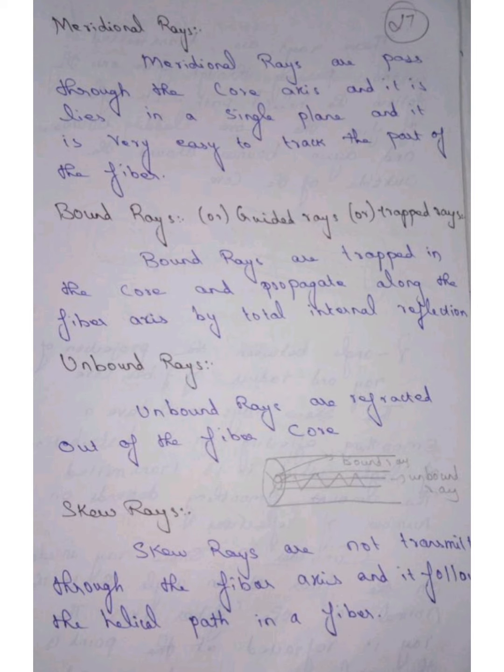So the meridional ray is divided into two types: bounded rays and unbounded rays. What do we mean by bounded rays? They travel along the core axis. Unbounded rays are rays that are refracted out of the core, so they come out of the core.